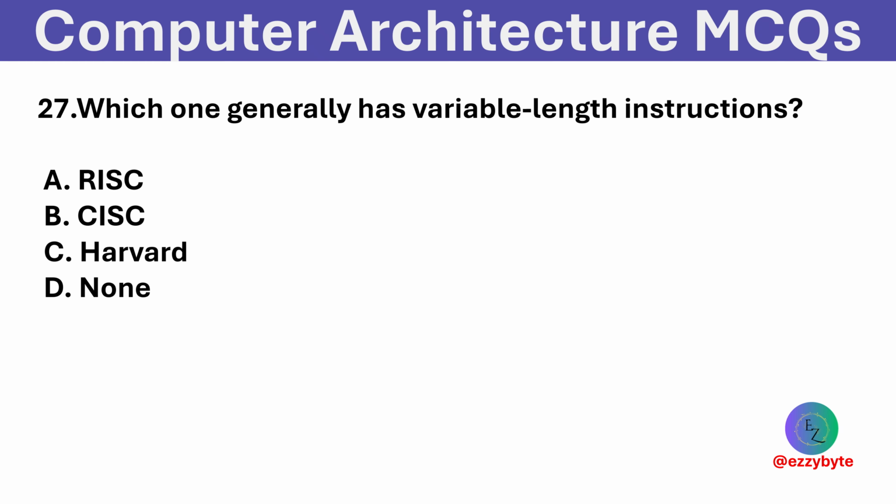Which one generally has variable length instruction? Options are RISC, CISC, Harvard, and none. Option B is correct. CISC instructions vary in length, unlike RISC's fixed length format.